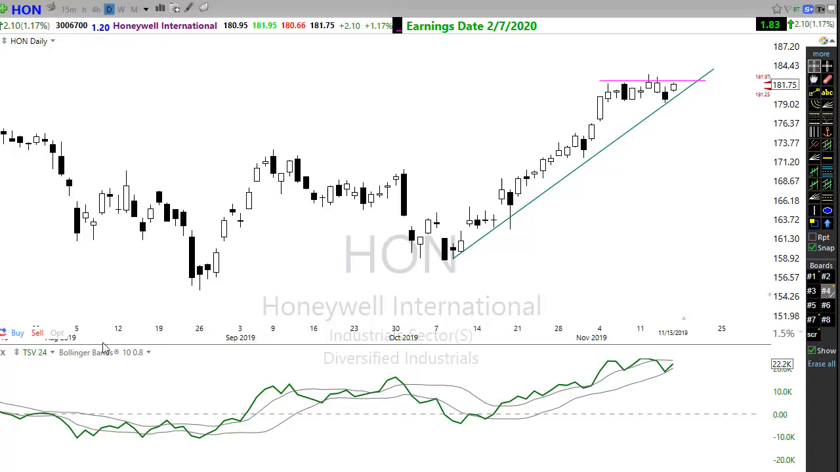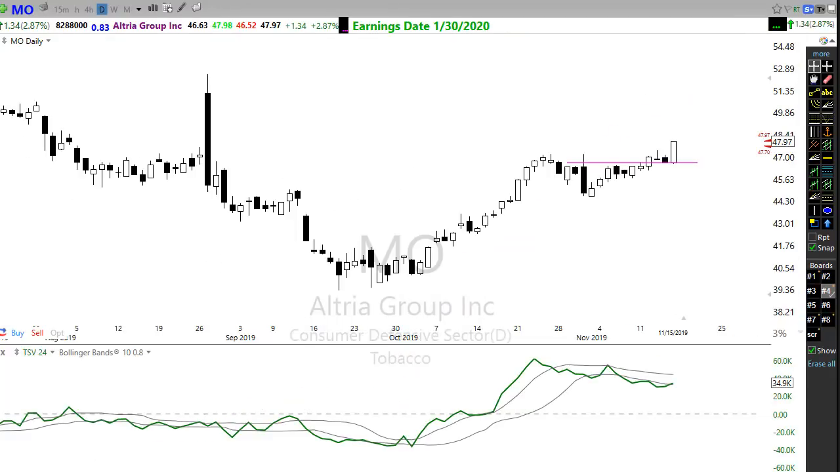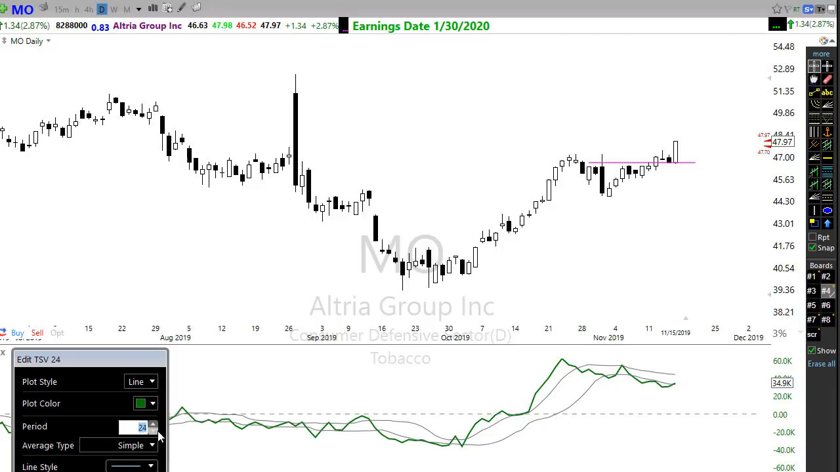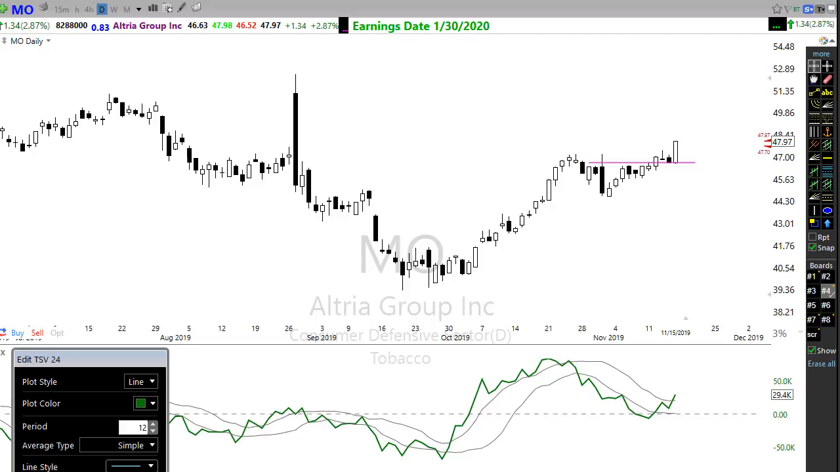So you can see if I move down through some stocks, let's look at Mo here. Mo picked up. Notice we have nothing in here showing yet. Why don't we have anything showing in here yet? It can't catch up that fast. Okay, we have a good buy signal. It cannot catch up that fast. We're using a 24 TSV. Now, if I were to use something like a 12 TSV, it might catch up a little bit sooner. See there?